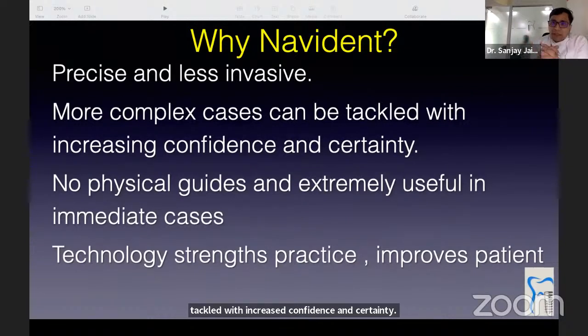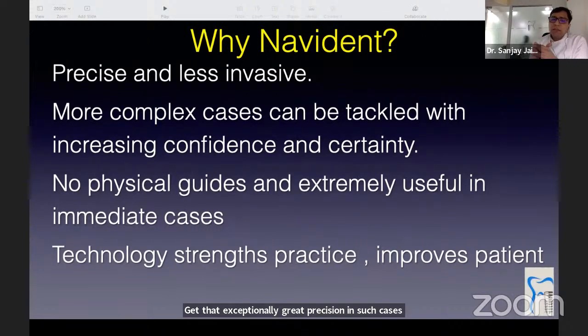No guides are needed. And that's so good, because with the 3D printed guides, if you have your own system, it's okay. But most of the laboratories and most of the clinicians in our country and abroad outsource it to a third party laboratory. And then that's where the precision is lost, or many times because of the poor fit of the guides, we do not get that exceptionally great precision in such cases.